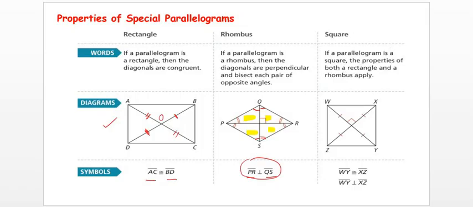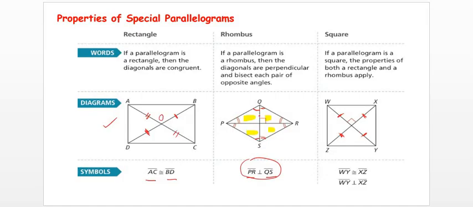Now look at the square. What is the special property of the square? If a parallelogram is a square, the properties of both the rectangle and the rhombus apply. That means both the diagonals will be congruent. This property is like the rectangle, and the diagonals get bisected. This property comes from the rectangle as well. And by the way, if they get bisected, this part will become equal to this part, and this part will become equal to this part. All these four parts will be equal to each other.